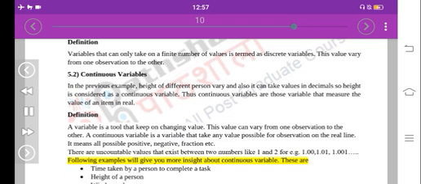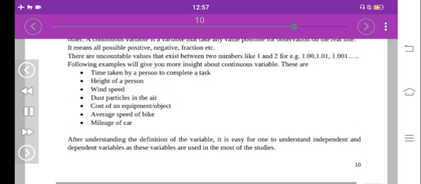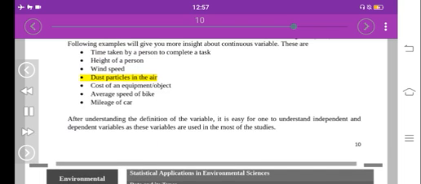The following examples will give you more insight about continuous variables. These are time taken by a person to complete a task, height of a person, wind speed, dust particles in the air, cost of an equipment object, average speed of a bike, mileage of a car. After understanding the definition of the variable, it is easy to understand independent and dependent variables, as these variables are used in most of the studies.